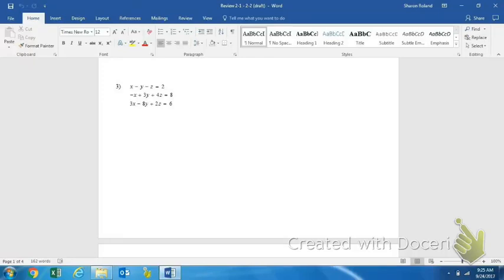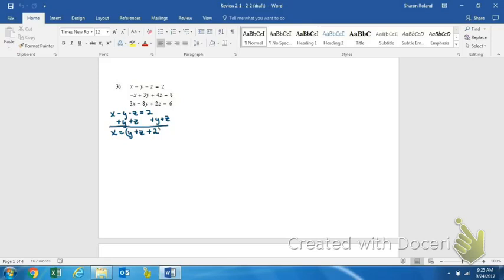Okay, I've got to get an equation solved for one variable, and I'm going to pick that top equation and solve for x because x is already positive. So I'm going to move the y and the z to the other side. I'm going to have to add it to both of them. And by the other side, I mean the other side of the equal sign. Okay, so that's x equals y plus z plus 2.